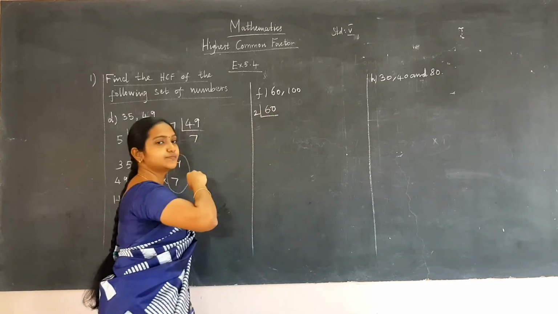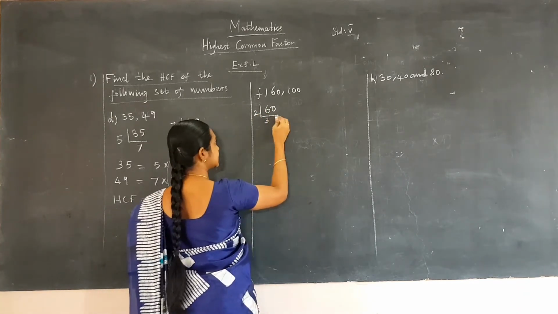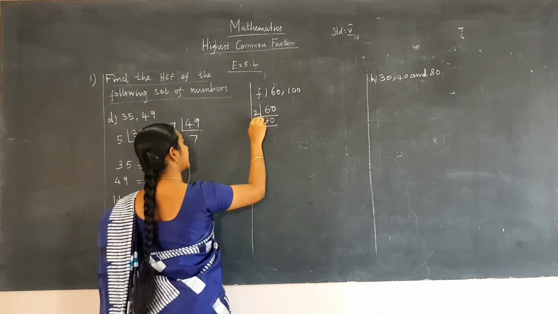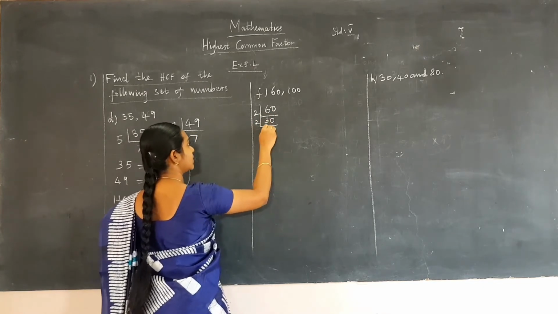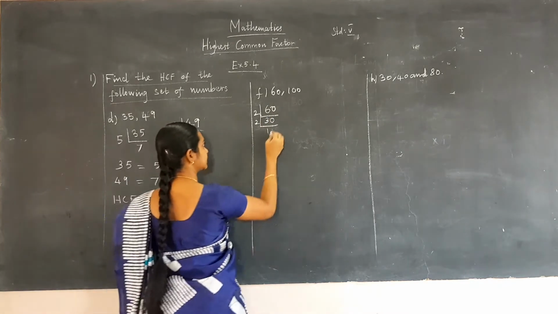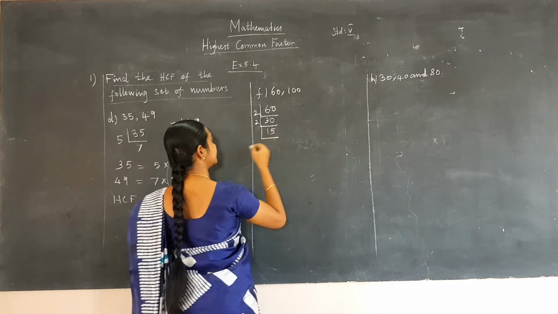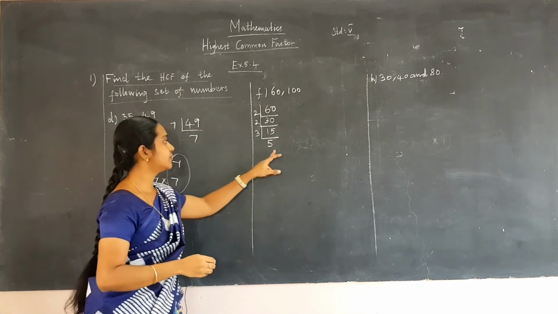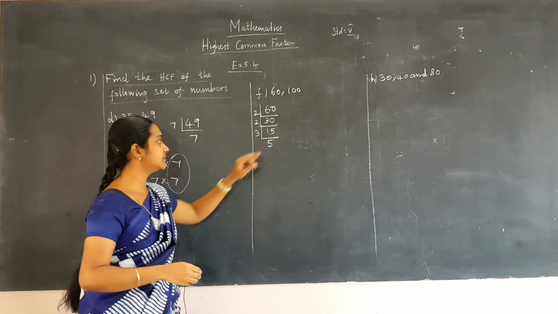Factorize it with 2. 3 into 2 is 6. You have 1 0, so put a 0 here. Again factorize it with 2. 1 2 is 2, remaining we have 1. 5 into 2 is 10. Again factorize it with number 3. 5 3s are 15. We can stop with 5 because 5 is a prime number.